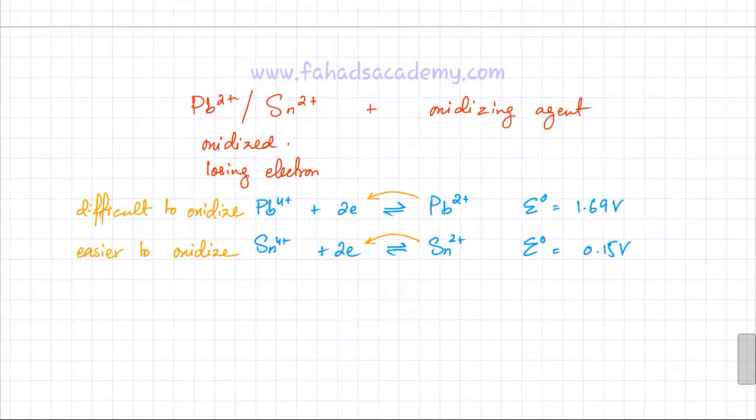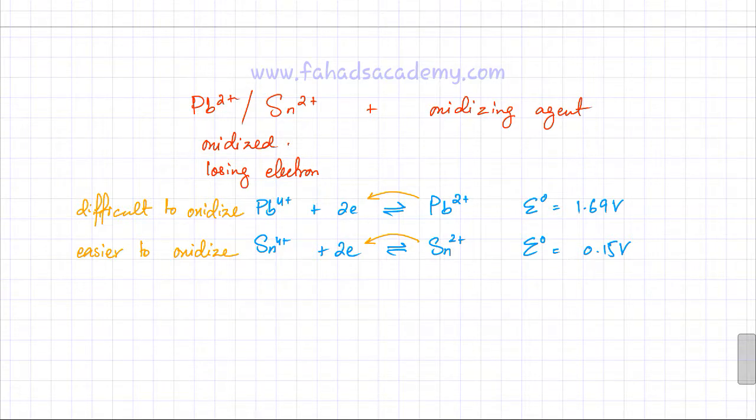So I've copied the two electrodes. Lead 2 ions losing electrons would be more difficult because it has a very high E0 value. Higher potential means that it has a higher tendency to gain electrons. So it's going to be very difficult to oxidize lead 2 ions. Whereas tin 2+ ions have a much lower E0 value, which means that relative to lead 2+ ions, this ion over here has a higher tendency to get oxidized.